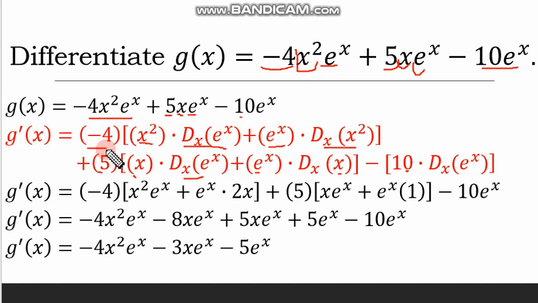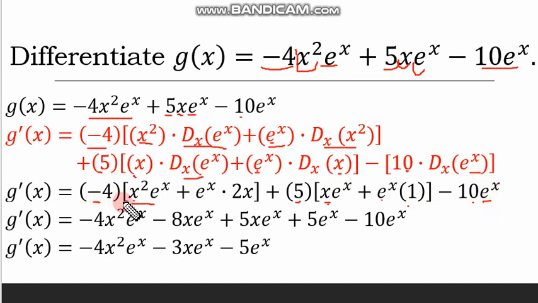Okay, so let's solve. So negative 4 here, and then x squared times the derivative of e raised to x, which is e raised to x as well. So x squared times e raised to x plus e raised to x times the derivative of x squared, which is 2x. So e raised to x times 2x. Next is the constant, 5, times the x, and then the derivative of e raised to x, so x e raised to x, and then e raised to x times the derivative of x, which is 1, minus 10 times the derivative again of e raised to x, which is itself.